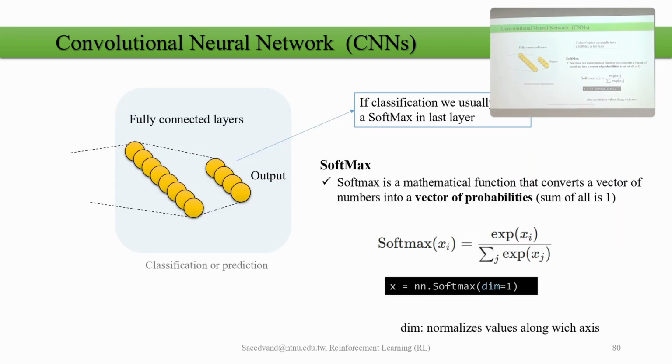A couple of points at the last stage. As I already mentioned, we have a fully connected layer that we may use, and if we have classification, we may use softmax for the output. The equation for softmax looks like this. And in PyTorch, we can write nn.Softmax with the dimension that we have. That's it.